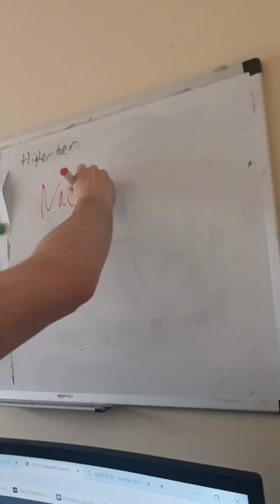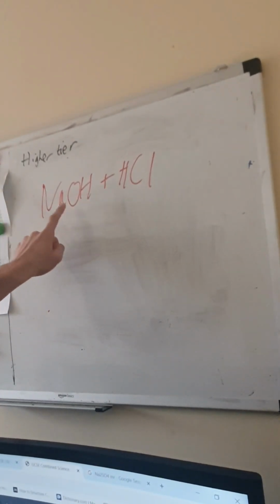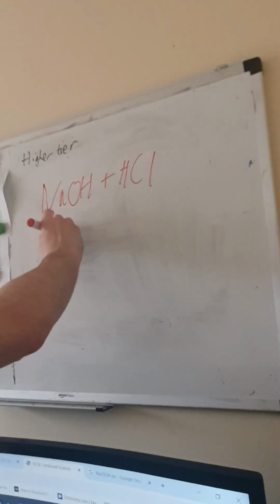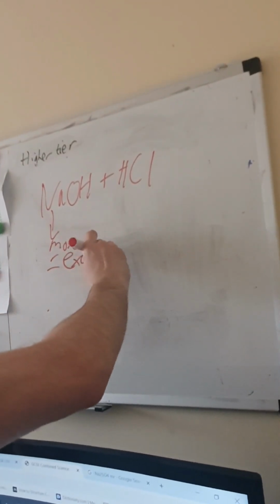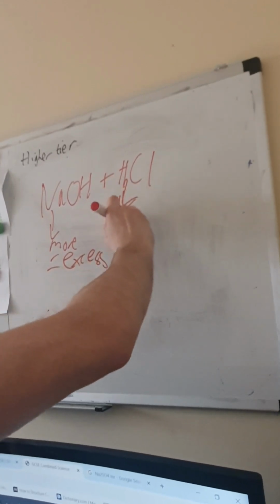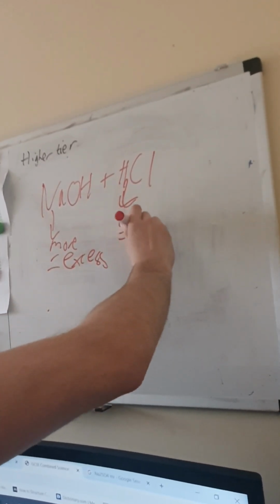Say I have sodium hydroxide and hydrochloric acid, and I mix them together. The reactant in excess is the one that I have more of. So I have more sodium hydroxide than hydrochloric acid. So this is in excess. More equals excess. Less equals limiting.